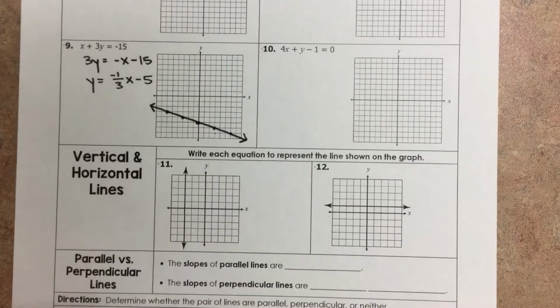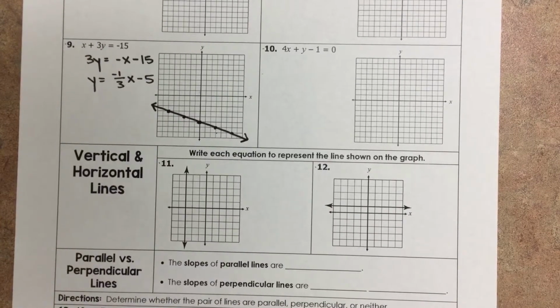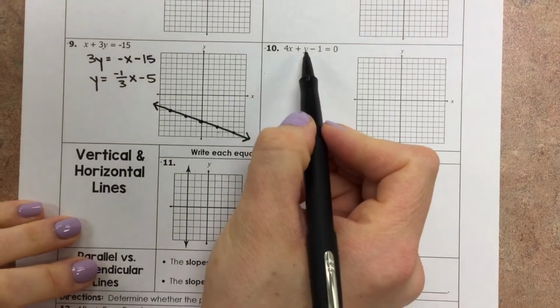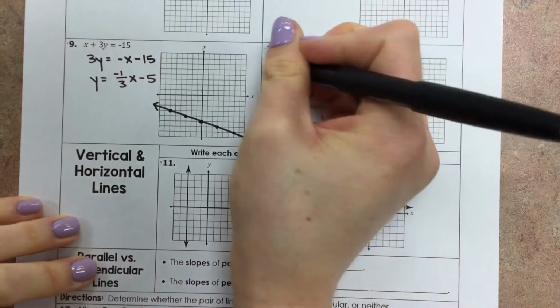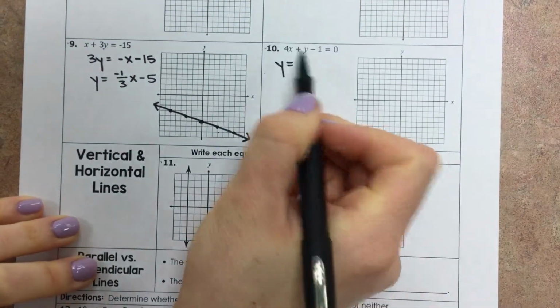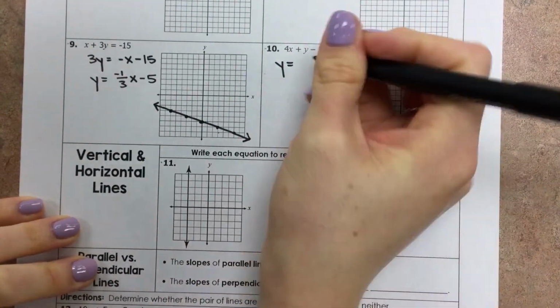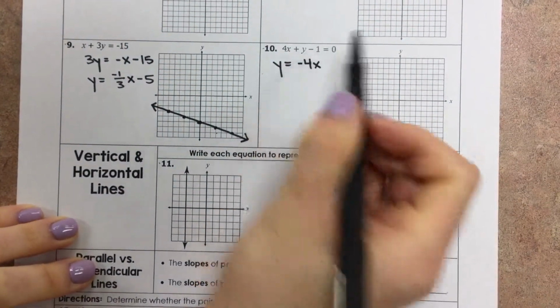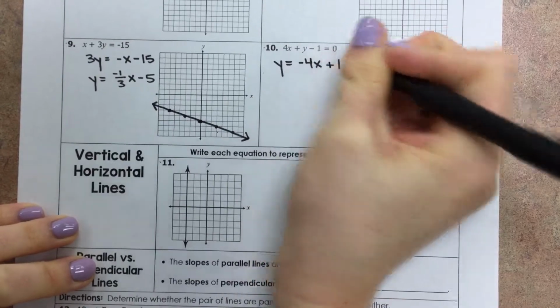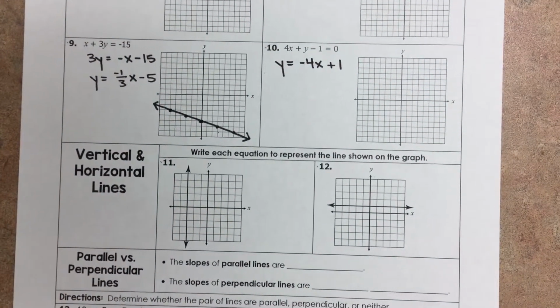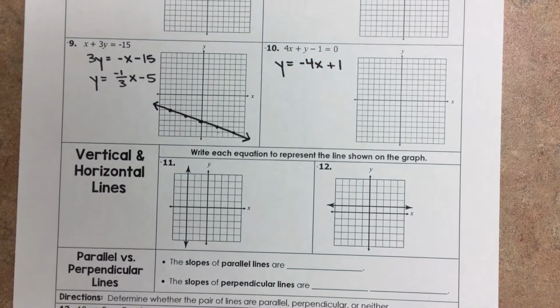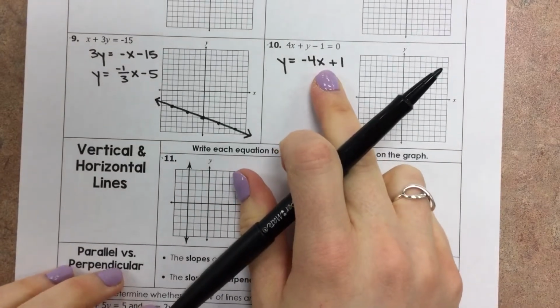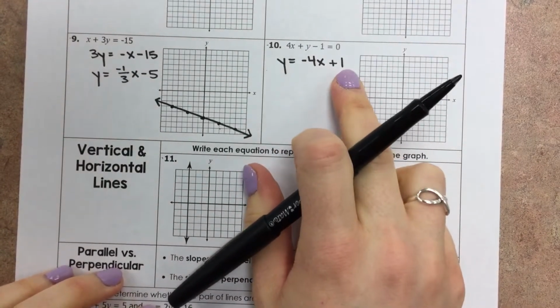All right, so number 10, we're gonna do the same thing. We're gonna get this into our slope-intercept form. So I want the y to be by itself. So it's already just a positive y on the left. So I need to subtract this 4x over to the other side. So it'll be -4x. And then since this is a -1, I'm going to add 1 to both sides. So just kind of some addition and subtraction. I get everything over to the right-hand side. So now it's in my slope-intercept form. So just like number 9, I start with my y-intercept.